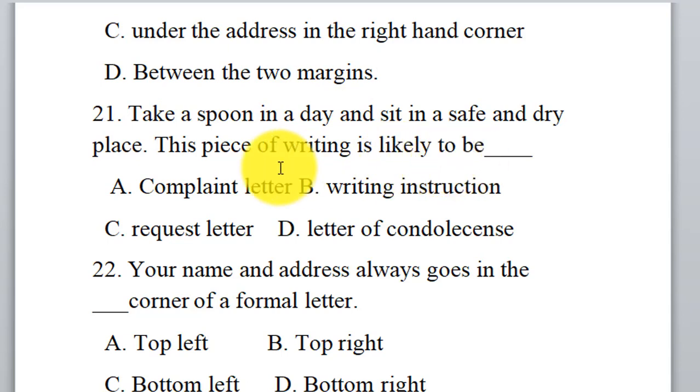Still great. Question number 21: take a spoon in a day and sit in a safe and dry place. This piece of writing is likely to be what? Take a spoon in a day, one spoon a day, and keep it in a cool place out of children's reach; it must be kept in a safe place. What kind of writing is this? Is there a complaint expression here? So it's not a complaint letter. Writing instruction, absolutely. This is an instruction from the doctor to the patient. The doctor wrote a prescription to the patient, and the patient uses the doctor's order, using the syrup or the tablet appropriately. So writing instruction from the doctor, not a request letter, not a letter of condolence. Simply the answer is B.